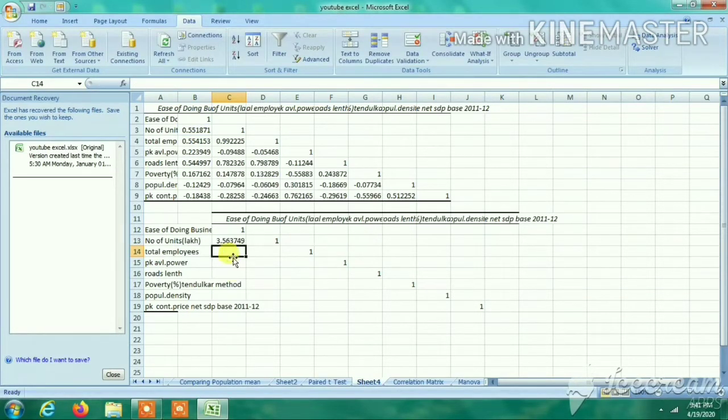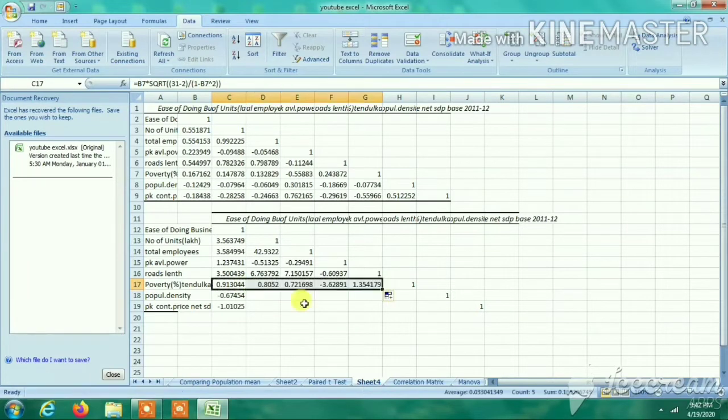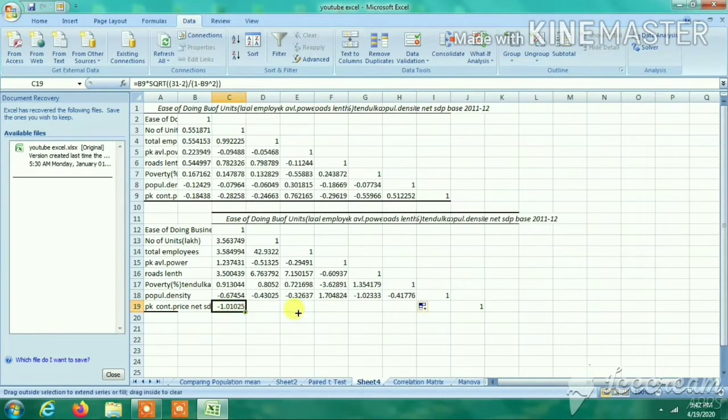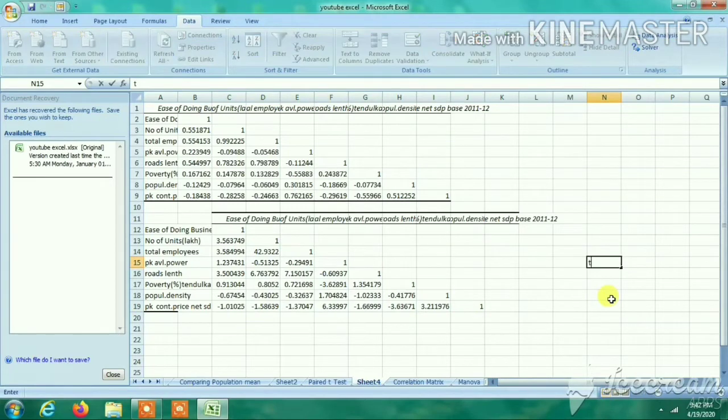This value will come. Once this value comes, we can drag for the other values. Similarly, by dragging, we can get the other t values. Here we can write that this is the t value.